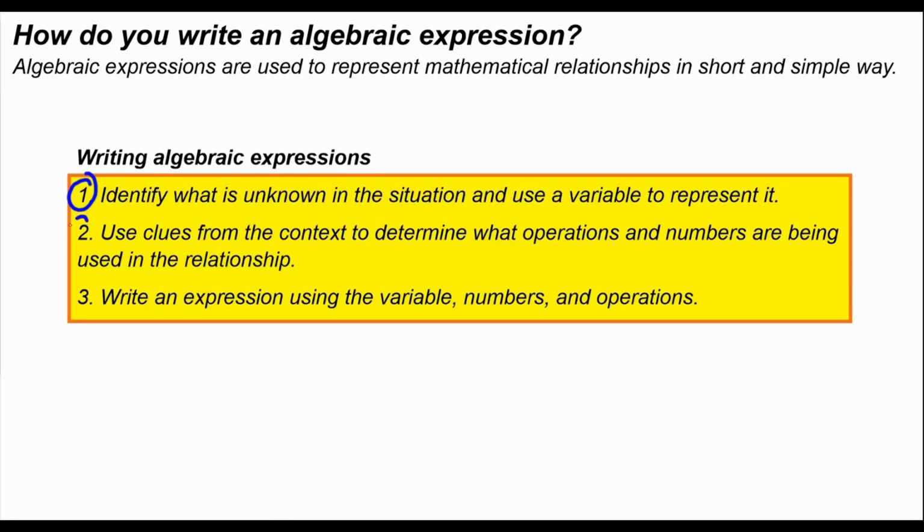Then from there, we need to use clues from the context to determine what operations and numbers are being used in the relationship. And this can vary quite dramatically. We can use multiplication, addition, subtraction, all these operations. But we just have to use clues from the situation to determine what operations and numbers are being used. And then finally, we want to write that expression using the variable, the numbers, and the operations in the appropriate order.